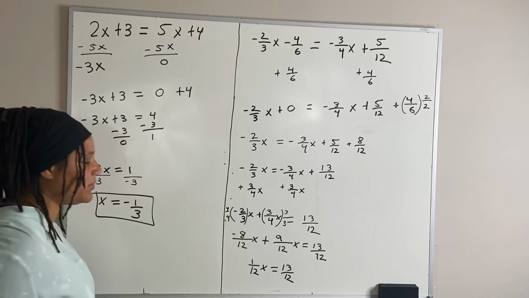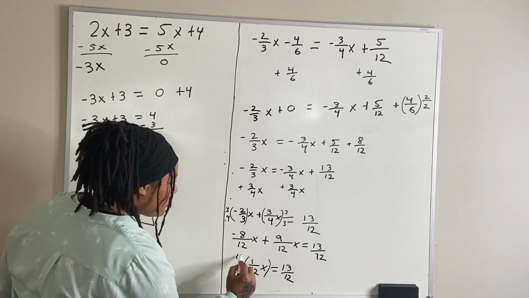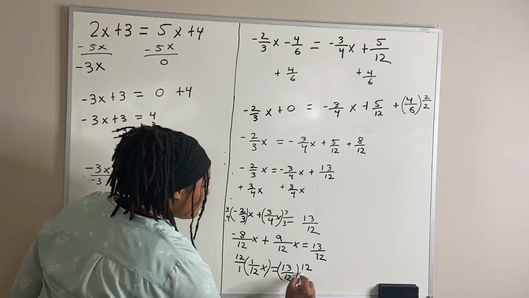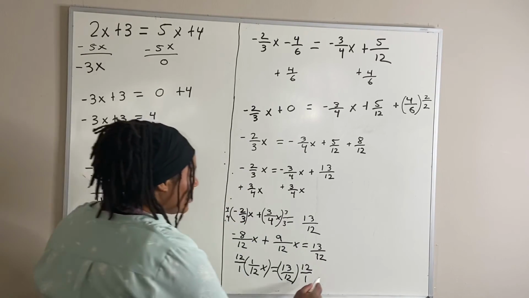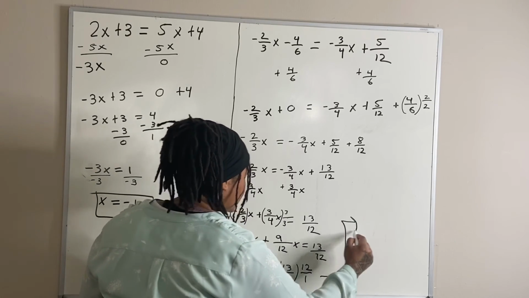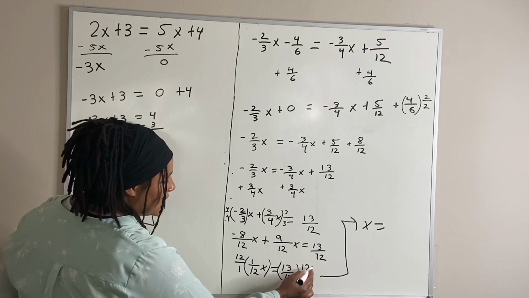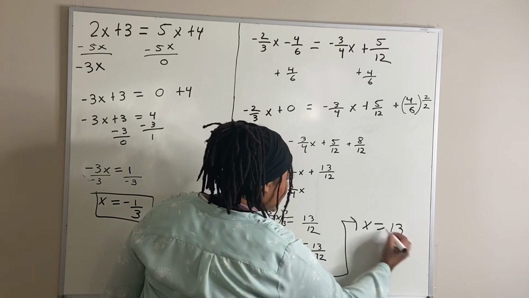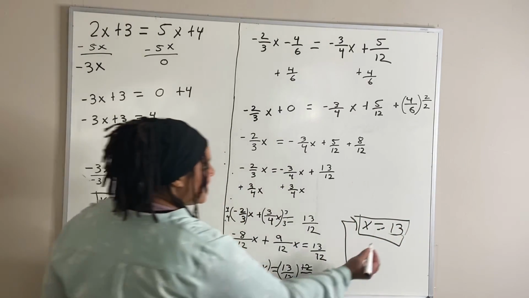We're almost done. We need to isolate x. In order to isolate x, we need to multiply by the reciprocal. So we're going to say 12/1 here, and we're going to say 12/1 here. And this means, let me draw a line here to show that we're continuing. So x is by itself, and the 12s cancel, right? So we are just left with 13. Wow. So x is equal to 13.